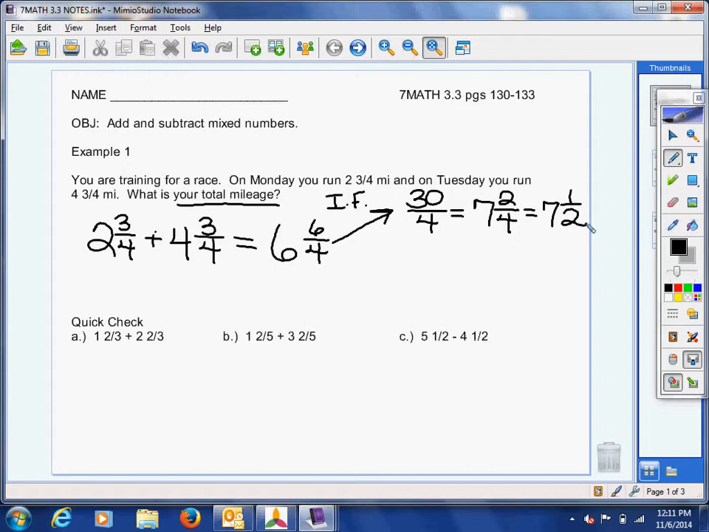Now here's the other way you could go about this. You could just not turn it into an improper fraction, just leave it in this form, recognizing that 6 6/4 is the same thing as 6 plus 6/4. That's what's true about mixed numbers. The whole number plus the fraction makes the mixed number. So 1 plus 1/2 is 1 1/2. 6 plus 6/4 makes 6 6/4.